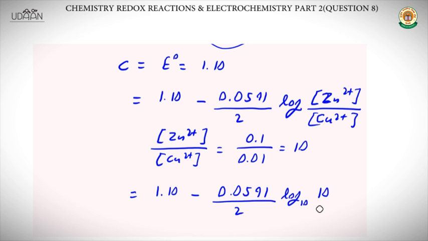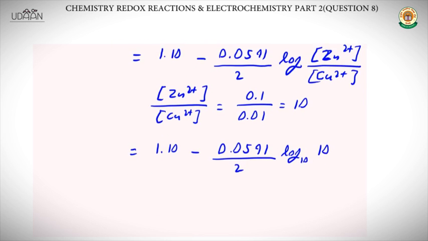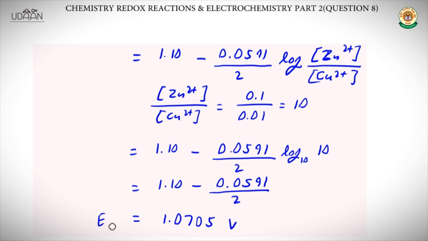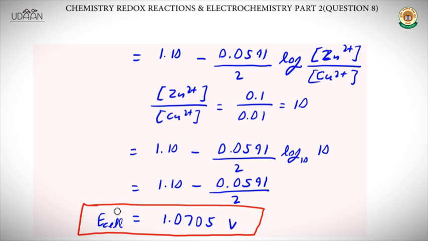Remember, this is the log on the base 10. Hence, log 10 on the base 10 is equal to 1. So we can write this as 1.10 minus 0.0591 by 2. And from here, we can get the value of E cell as 1.0705 volt. Right. So this is our final answer. So pretty straightforward comparison between the graph given and the Nernst equation, and we can pretty easily arrive at the answer.